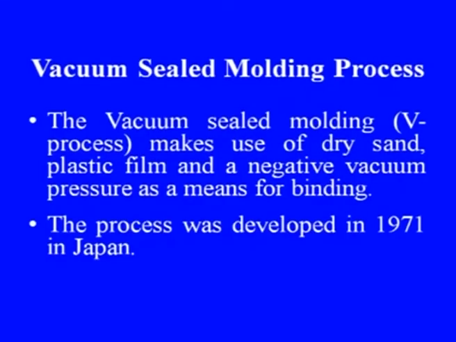Another process in this category was developed. The next process that we are going to discuss is the vacuum sealed molding process. The vacuum sealed molding process, also known as the V process, makes use of dry sand, plastic film and a negative vacuum pressure as a means for binding.